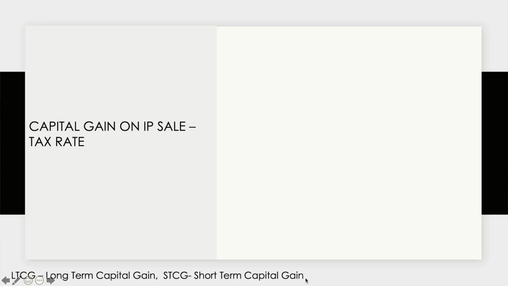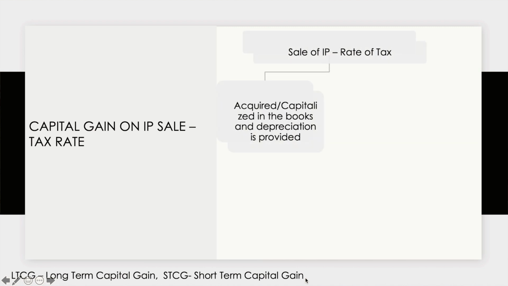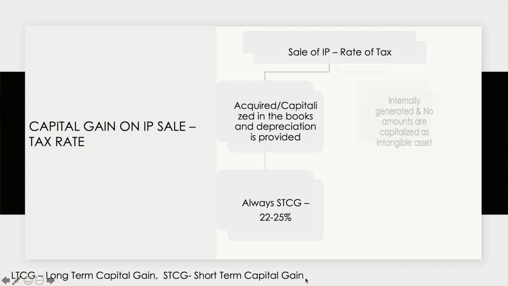Now the second option, which is sale of the IP. So in this case, it will be similar to the slump sale. However, you have to make sure that if you are selling the IP which is acquired, that means you bought this software or that website from a third party, in that case, it will be treated as a short-term capital asset for all purposes. So the normal corporate tax rate is applicable, which is 22 to 25%. And if you have generated the IP, that means you have developed the software or you have developed the website, in that case, it will be treated as a long-term capital asset if you're holding it for a period of 36 months or more.